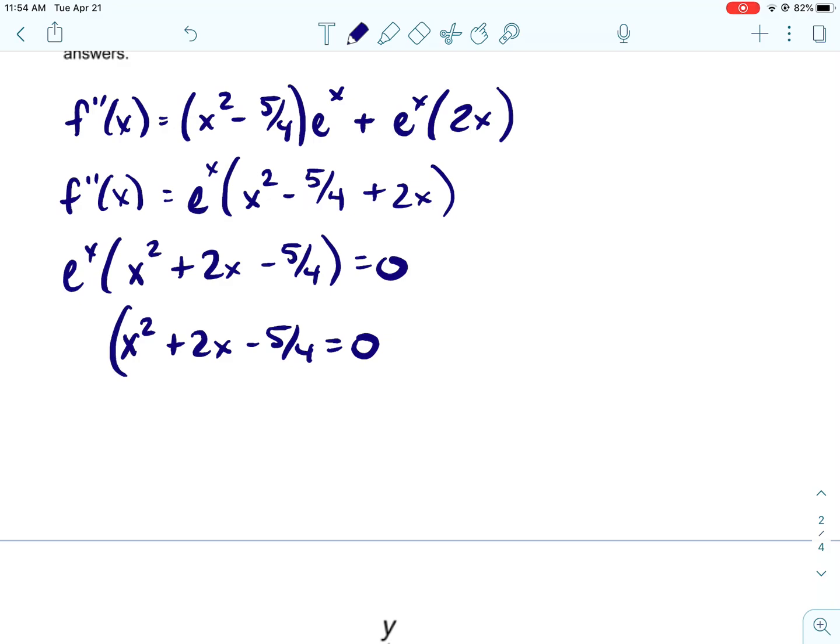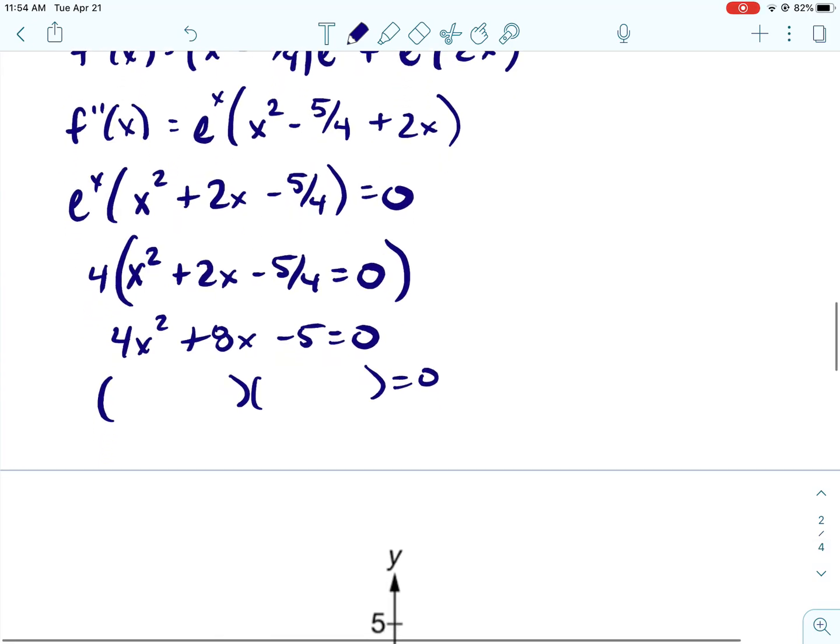Alright, e to the x is never going to be 0, so we would take this quadratic equation and set it equal to 0. Now, I'm not a huge fan of factoring equations whenever you have fractions, so I'm going to multiply by 4.